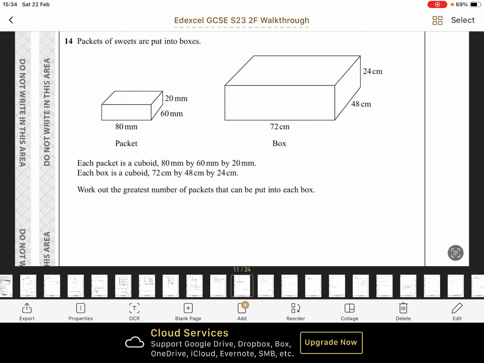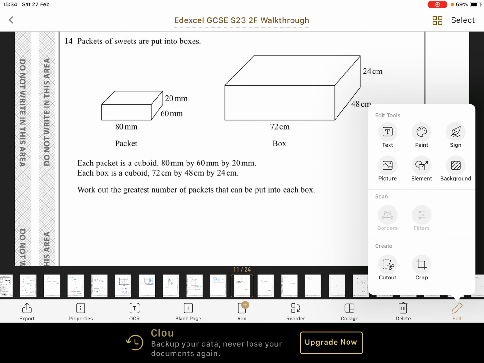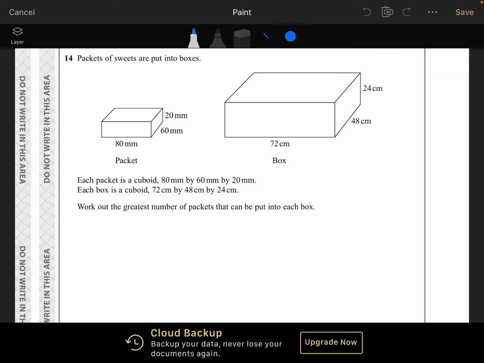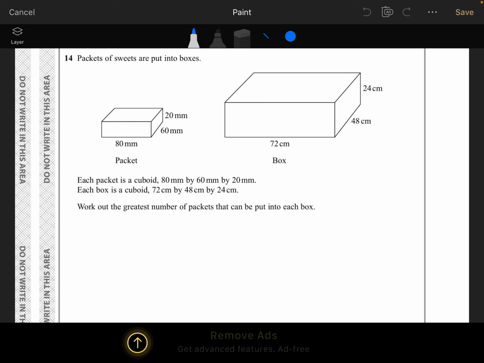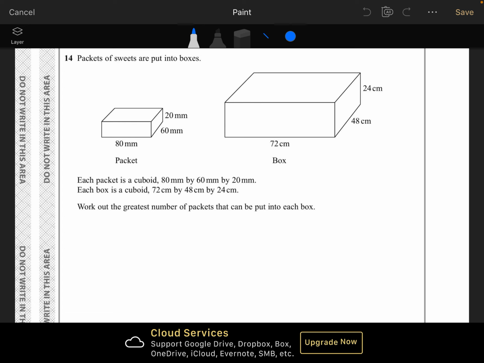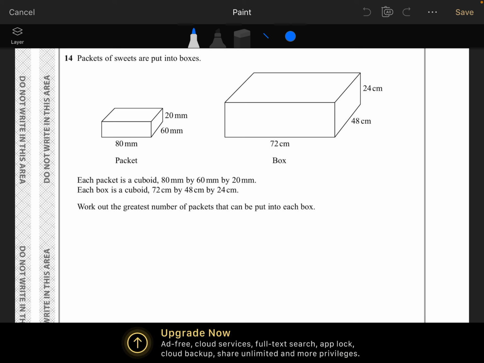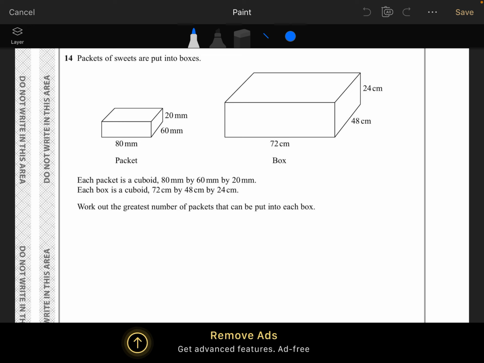Question 14. Packets of sweets are put into boxes. And we've got two boxes here. There's packets on the left hand side, and on the right hand side there are the boxes that the packets are put into. The packets are 80mm by 60mm by 20mm, and the box is 72 centimeters by 48 centimeters by 24 centimeters. Work out the greatest number of packets that can be put into each box.